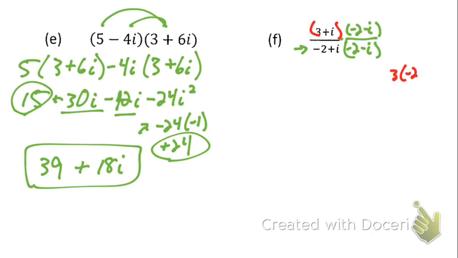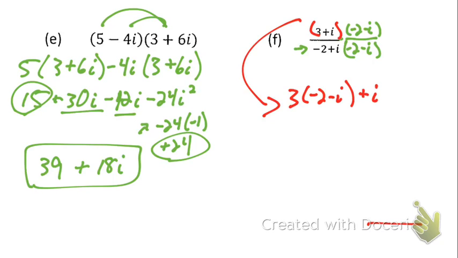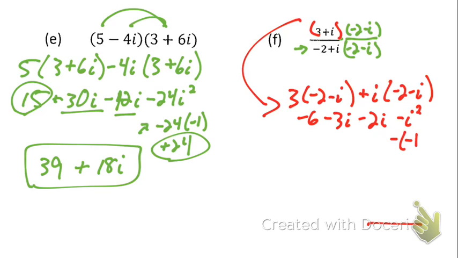That would be 3 times negative... Oh, I can't do that there. I don't have enough room. Once again, my answer is going to go down here. So my numerator, I'm going to rewrite that over here. So this will be 3 times negative 2 minus i plus i times negative 2 minus i. So I get negative 6 minus 3i minus 2i and then minus i squared. So it'll be minus negative 1, which would be a plus 1. My imaginary part is negative 5i. My real part, the realest, is negative 5.